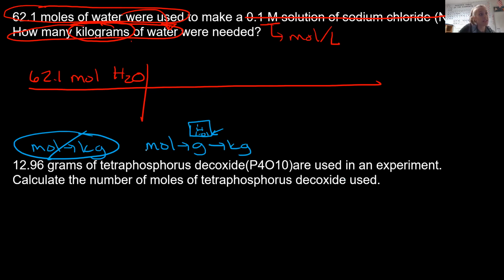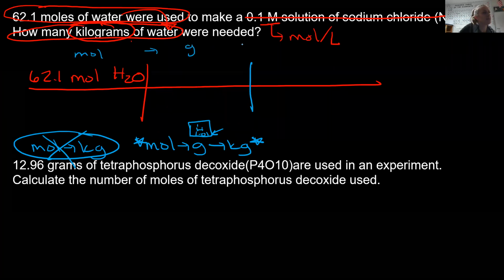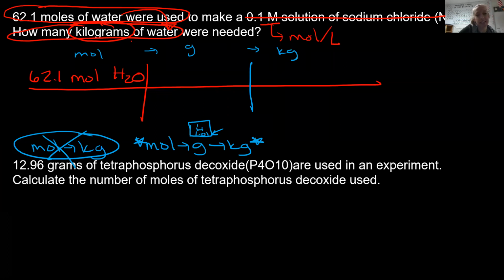to kilograms. The reason I'm doing this here on the bottom is that when these problems get complicated, you make a plan, right? Kind of like most things. I need to get from moles to kilograms. I can't do that directly, but if I go from moles to grams to kilograms, now I've got a plan. So this is moles to grams to kilograms. Now I can set it all up.